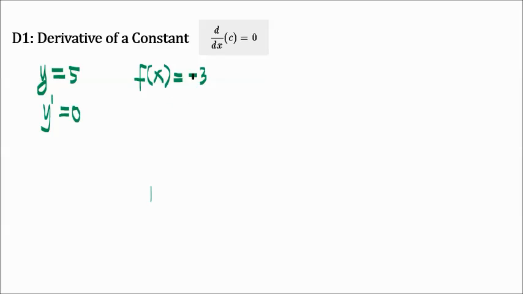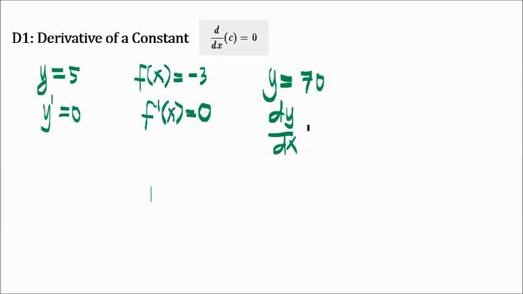So if f of x is equal to negative 3 and negative 3 is a constant, then the derivative f prime x is equal to only 0. So if you're only seeing a constant, then the derivative is always 0. For example, y is equal to 70. Then you can say that dy over dx is equal to 0 only.